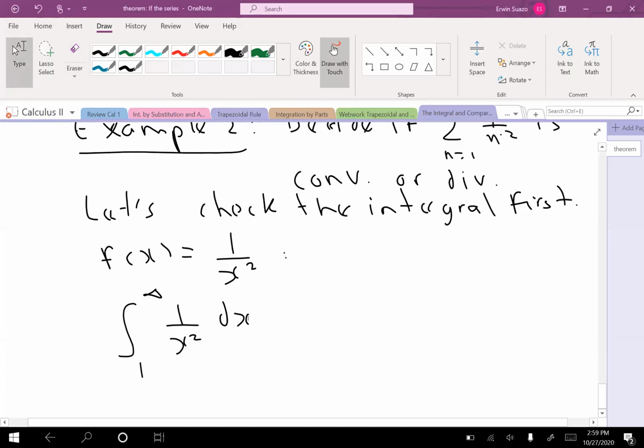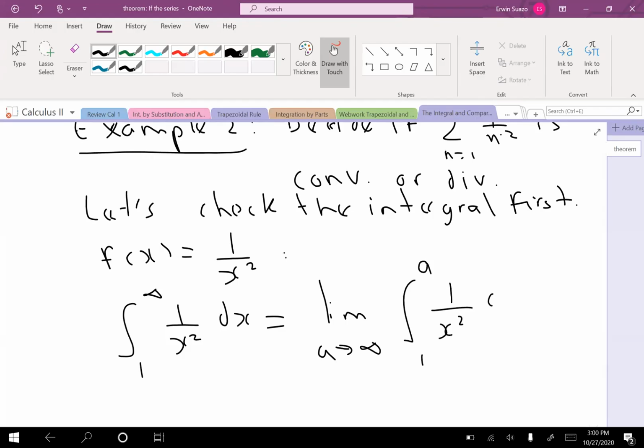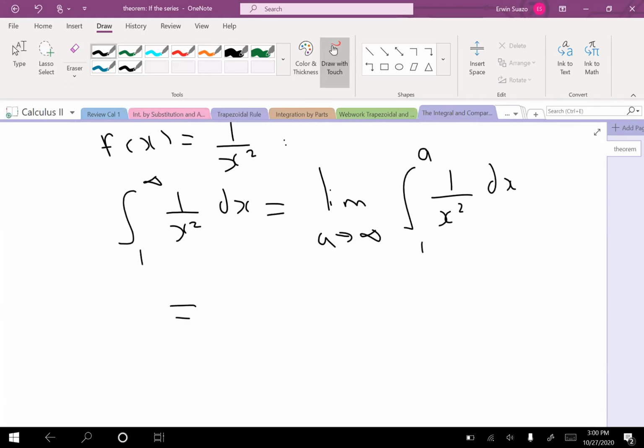Okay, so let's do it. So I'm going to do this integral. As we learned with the limit, as a goes to infinity of the integral from 1 to a of 1 over x squared dx, I put this here: limit as a goes to infinity of the integral from 1 to a of x to the minus 2 dx. And then we integrate that.